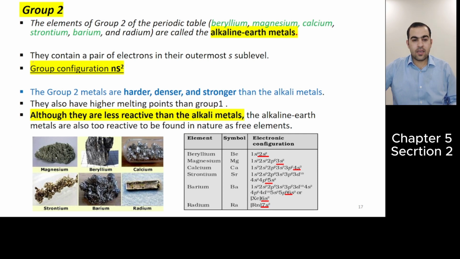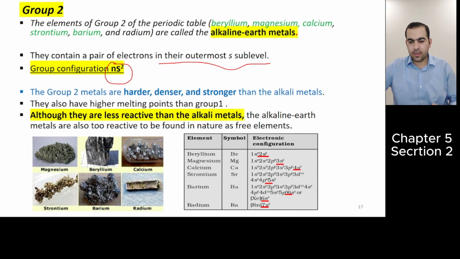And they contain a pair of electrons in their outermost S sublevel. They have 2 valence electrons in their outermost shell. And where are these 2 electrons? They are in the S sublevel. So we can give a group configuration for group 2: ns2. Their electron configuration ends with ns2.